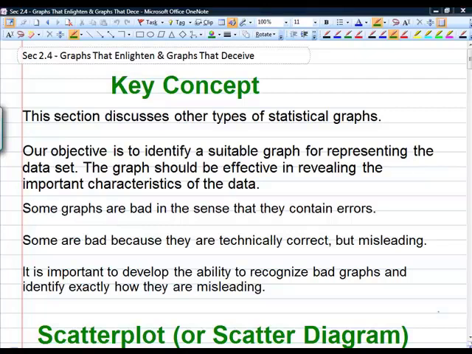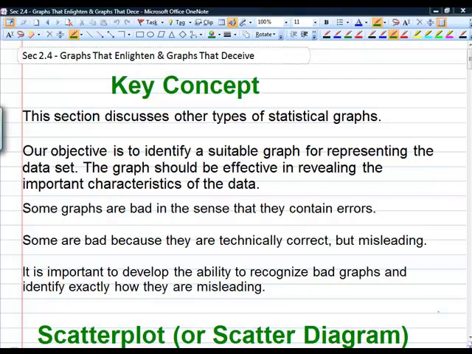Okay, section 2.4 is graphs that enlighten and graphs that deceive. In this section, we're going to look at a variety of different types of statistical graphs, and the objective here is to identify a suitable graph for representing a set of data. The graph should be effective in revealing the important characteristics of the data.